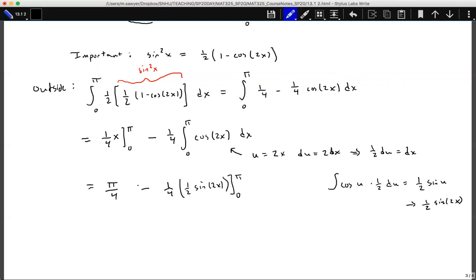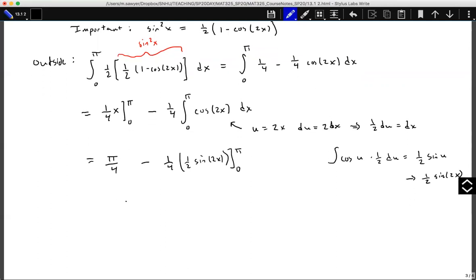Sine of 2 times pi is 0. Sine of 2 times 0 is still 0. So we get pi over 4 as the answer. So the double integral over our region R of the function y with respect to area is equal to pi over 4. So the volume of the surface over that region is equal to pi over 4.